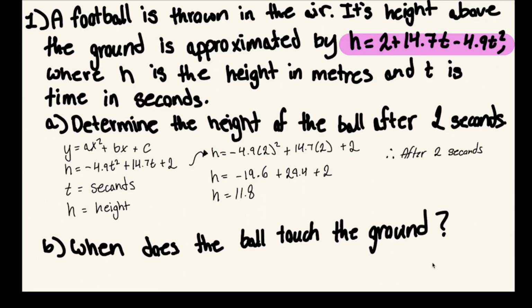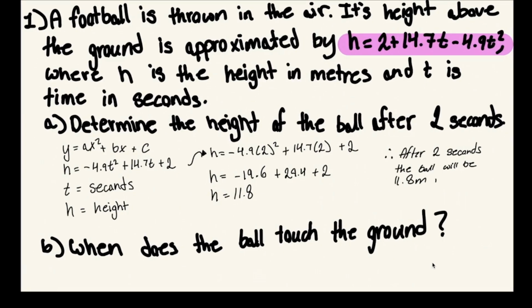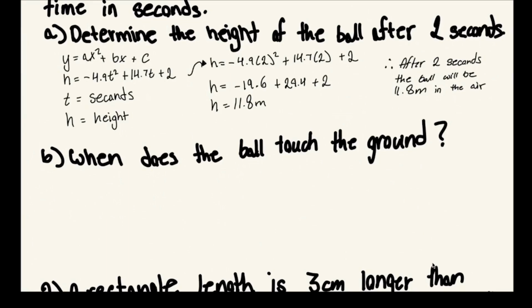So now, if you write a therefore statement: therefore, after 2 seconds, the ball will be 11.8 meters, because remember, height is represented in meters. The ball will be 11.8 meters in the air. And that's it for that part.